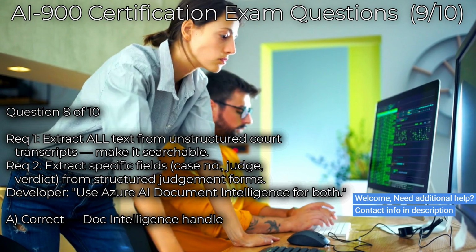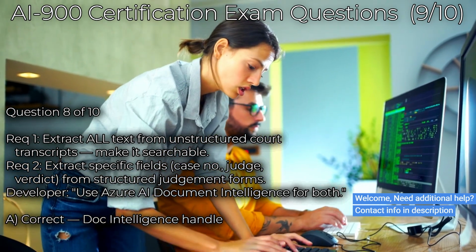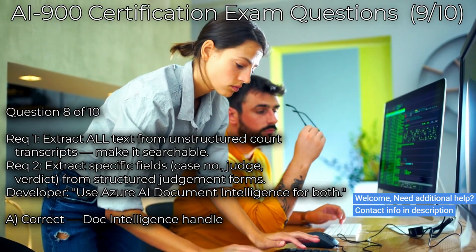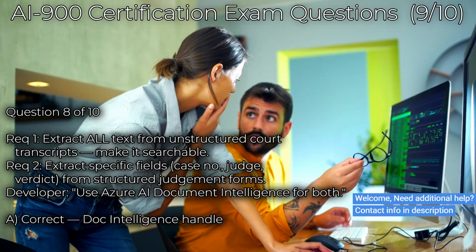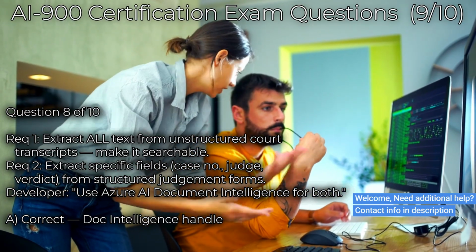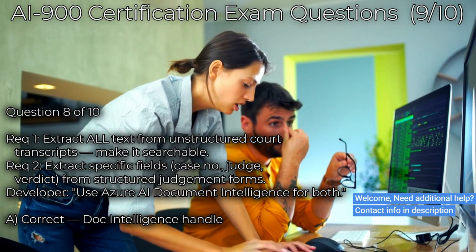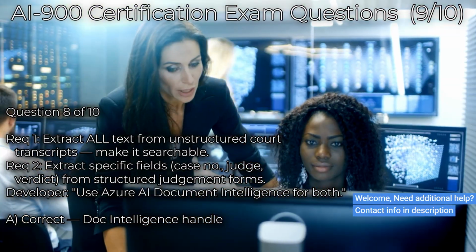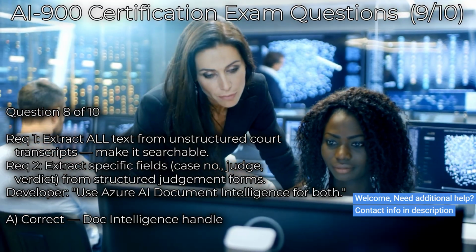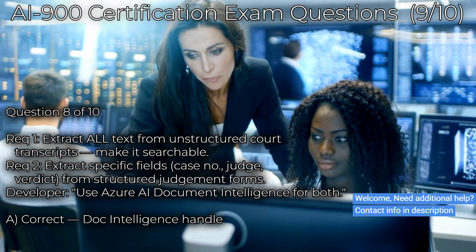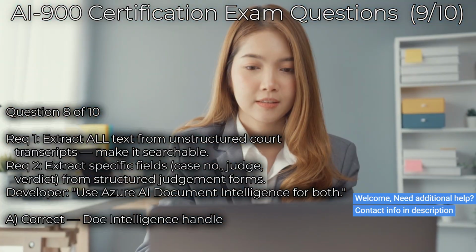Requirement 2. Extracting specific named fields from structured forms with a consistent layout is precisely the task Azure AI Document Intelligence is designed for. It understands the layout of the form and can reliably extract the correct value for each specific field. Key trigger: extract all text from unstructured documents equals OCR via Azure AI Vision. Extract specific named fields from structured forms equals Azure AI Document Intelligence.